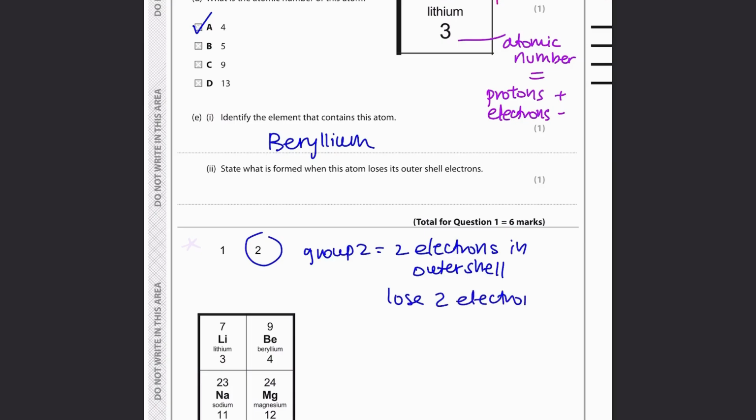And when it loses these 2 electrons, think about what happens to its charge. Originally, beryllium is an element, so it's got no charge. It's got neutral charge. And if you're neutral, and then you go and lose 2 negative electrons, what does your charge become?